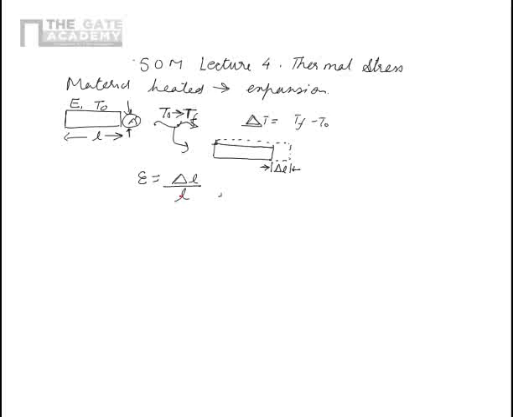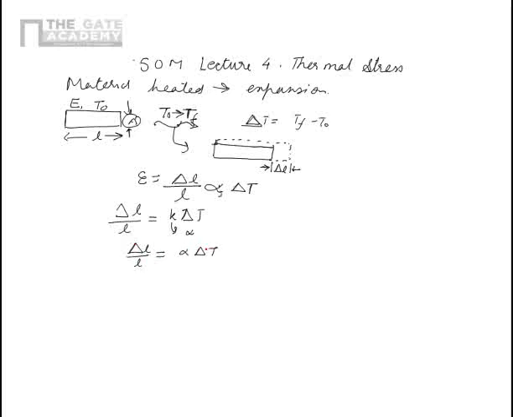Now again, it has been experimentally found that this is proportional to the increase in temperature, or the change in temperature. So if we replace this with a constant of proportionality, we can write it like this. What that means is that the strain is equal to a constant multiplied by the change in temperature. Normally this constant is denoted by alpha, and the relation is given like this.